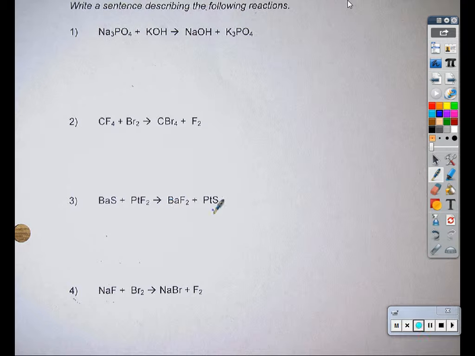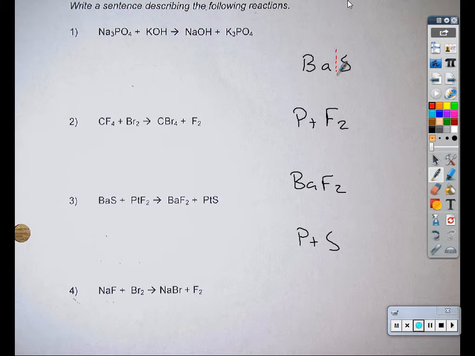Again, we're just going to write down what we have. We have BaS. We have PtF. And then F's got a 2 on it. We have BaF2. And we have PtS. Those are our substances we have to name. So let's name them.